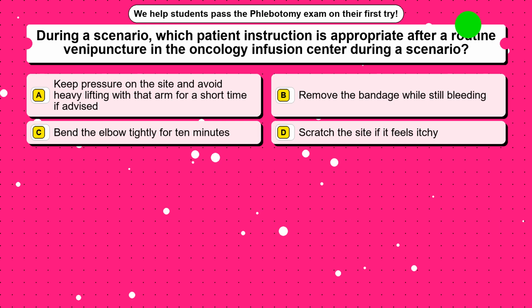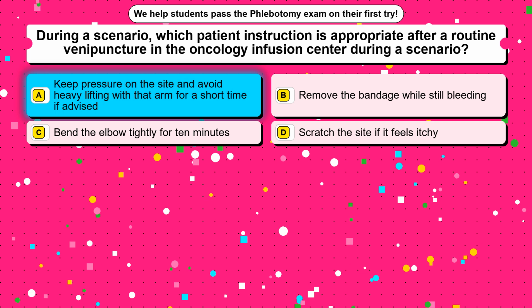Question 77. During a scenario, which patient instruction is appropriate after a routine venipuncture in the Oncology Infusion Center? Option A. Keep pressure on the site and avoid heavy lifting with that arm for a short time if advised. Option B. Remove the bandage while still bleeding. Option C. Bend the elbow tightly for 10 minutes. Option D. Scratch the site if it feels itchy. The correct answer is option A. Keep pressure on the site and avoid heavy lifting with that arm for a short time if advised.